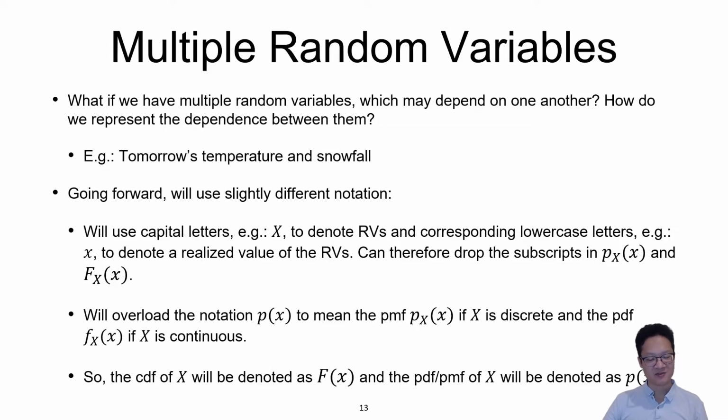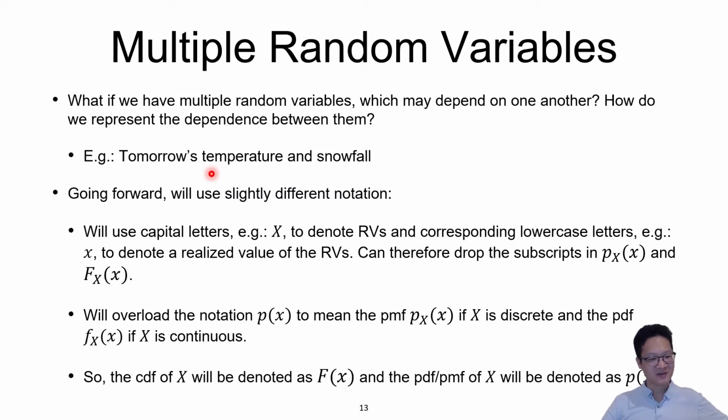Okay, so far we have been focusing on one random variable. But what if we have multiple random variables, which is obviously very common, and sometimes the different random variables may be related to each other. So for example, if we define a random variable representing tomorrow's temperature and another random variable denoting the amount of snowfall, then these two random variables would be related to each other. They will affect each other.